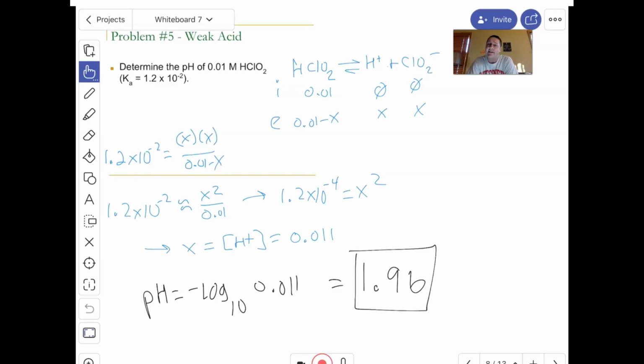Is this what you got? Did you get something like this? Well, then congratulations, partly because you must have understood question number 4. You went through and broke things down in the correct equilibrium, and you made that wonderful assumption that 0.01 minus x is approximately just 0.01. And you went through and solved, and this is what you got. Unfortunately, you made a mistake.